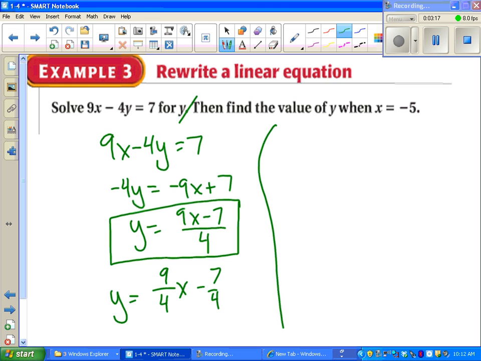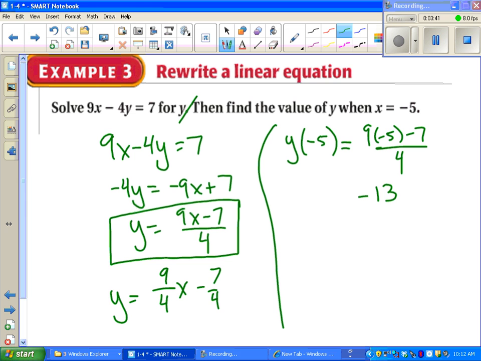The problem goes on to say, find the value of y when x equals -5. So I'm going to use some function notation here. I'm saying I want to know y when x is -5. So I plug that in. I use my order of operations to simplify that, and I end up with -13. Make sure you can get that -13 on your own.